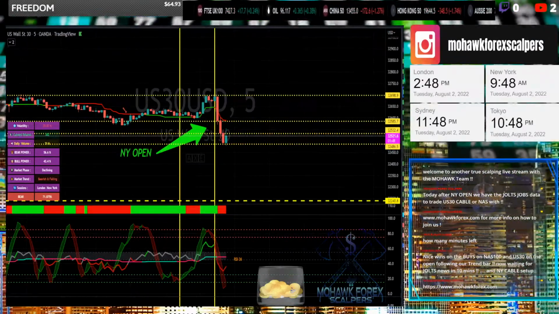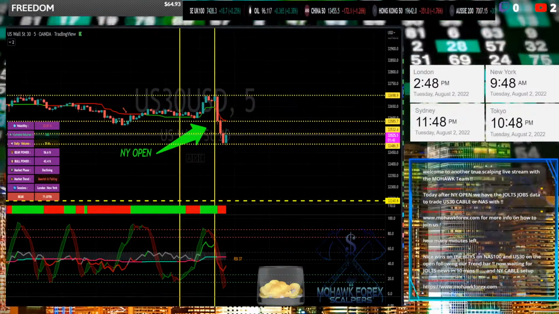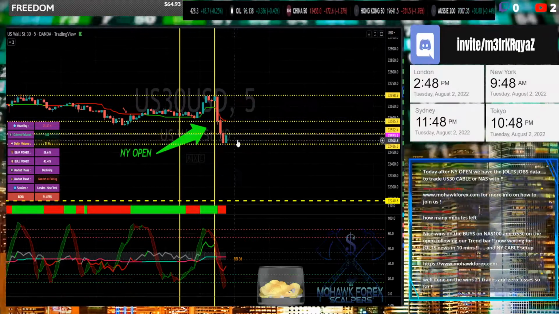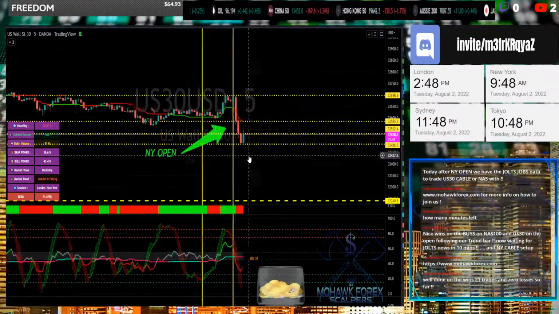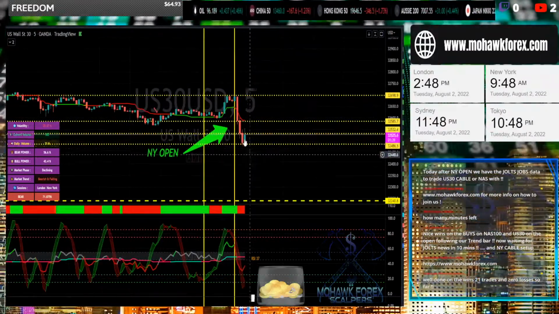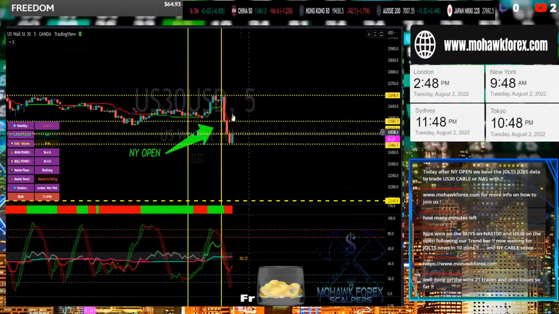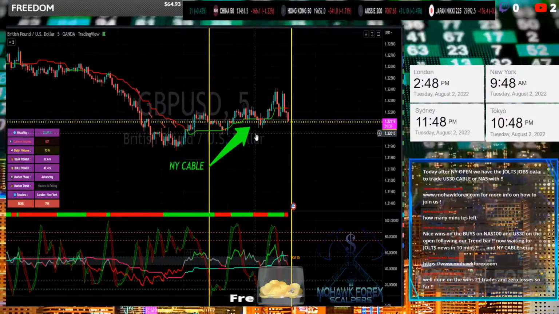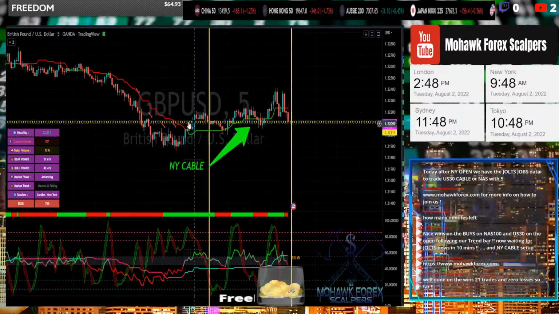Our base case is for oil to continue to drift downward. Seeing Brent in the mid 80s, the WTI in the low 80s. US 30 goes reverse on the news, oil goes with it. And then continuing on that, sometimes you get that, then the dollar will be stronger, so sell pound dollar.